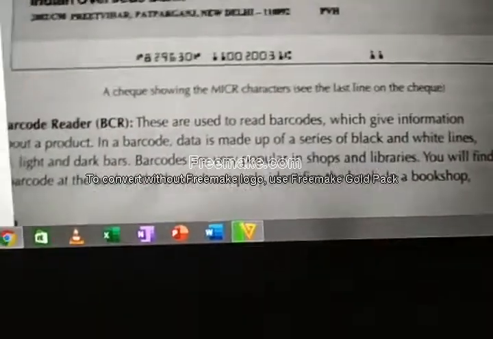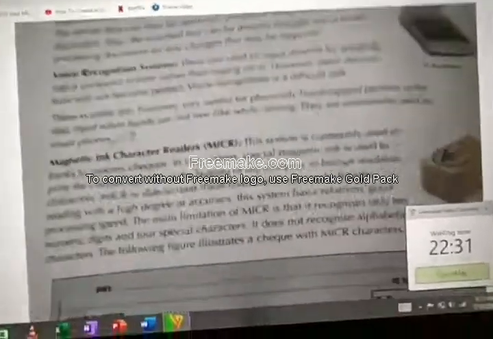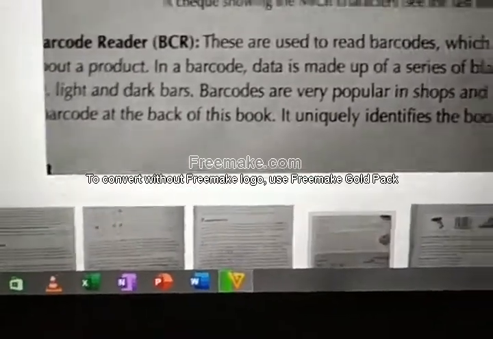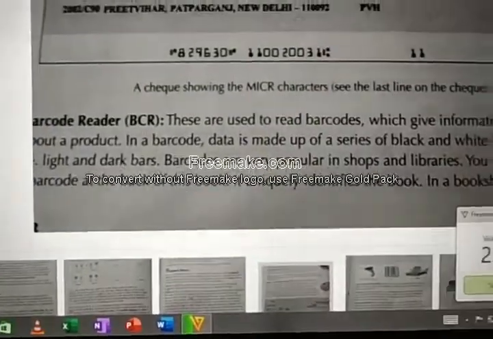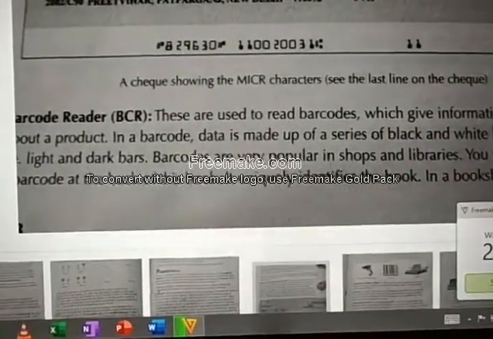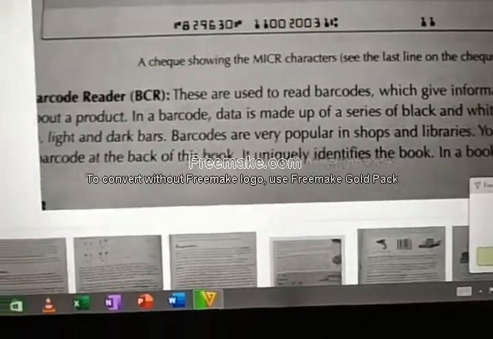The barcode reader is a machine. Wait, I'll show you. See, this is a barcode reader. It will read these barcodes. This is a barcode. Okay, that's what they have explained. In a barcode, data is made up of a series of black and white lines, light and dark bars.